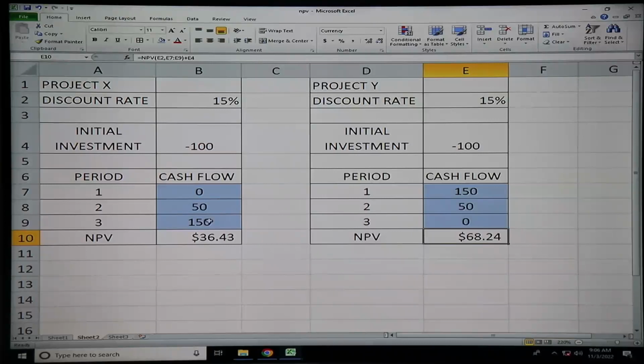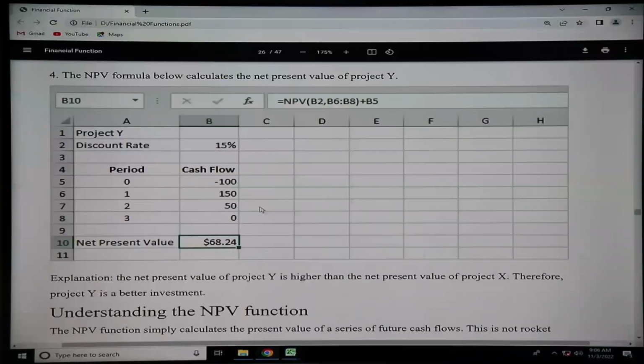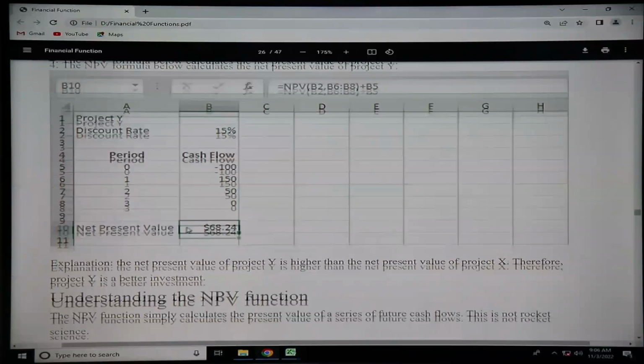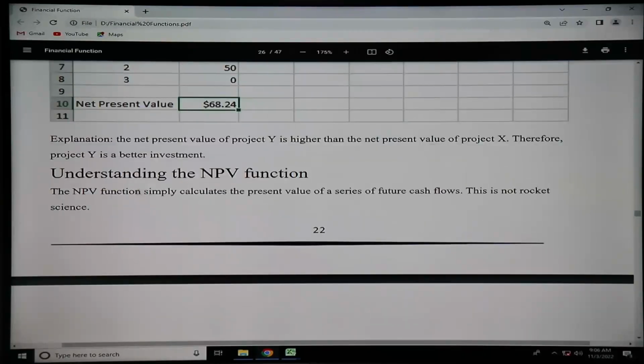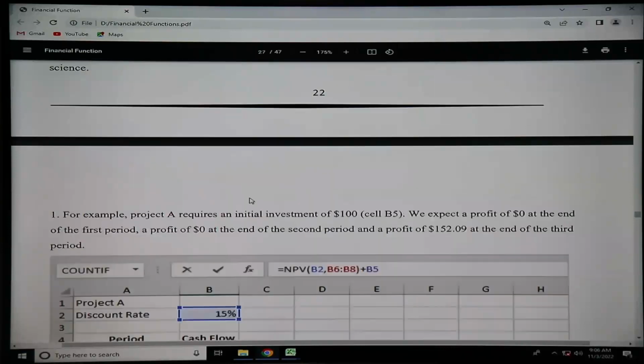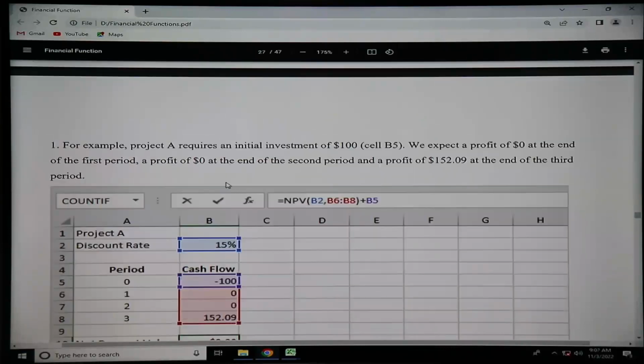I hope that one is very clear. That's what we mean by net present value, and you have seen clearly that it was therefore better to invest in project Y. So understanding this, the NPV function simply does that calculation.